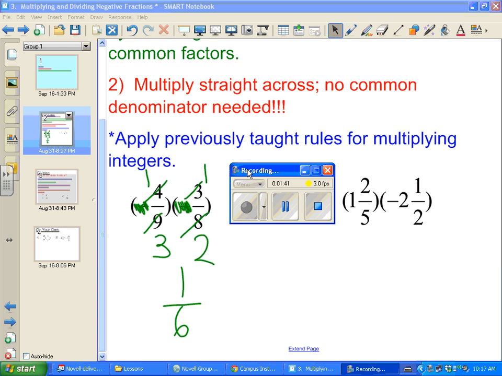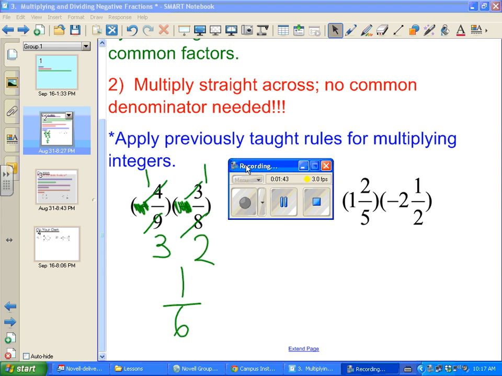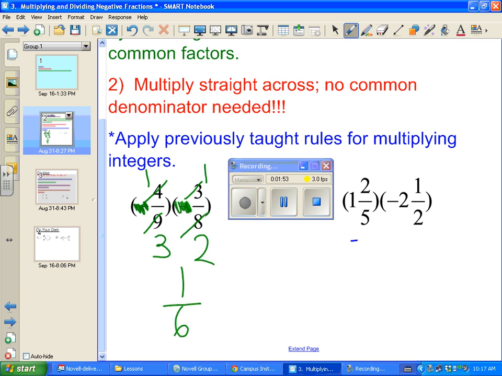Next, we have a mixed number example. We have 1 and 2/5 times negative 2 and 1/2. We start here by making each mixed number into an improper fraction. 1 and 2/5 becomes 7/5. And negative 2 and 1/2, well, it's going to be negative. To convert 2 and 1/2 like normal, sorry, let me rewrite that a little better, becomes negative 5/2.